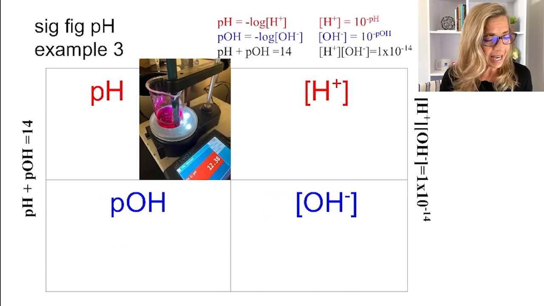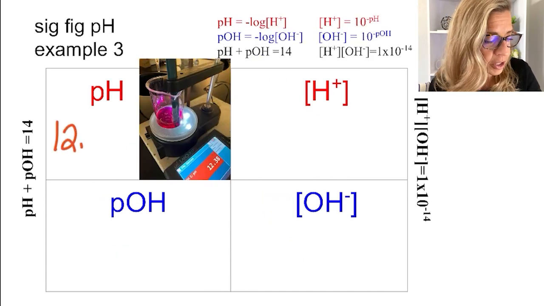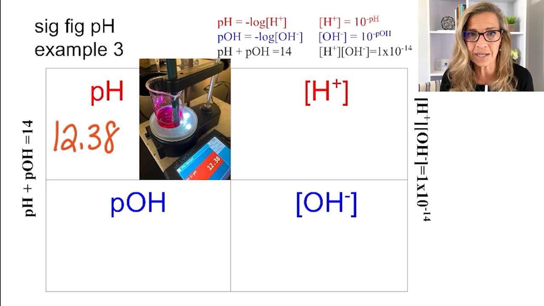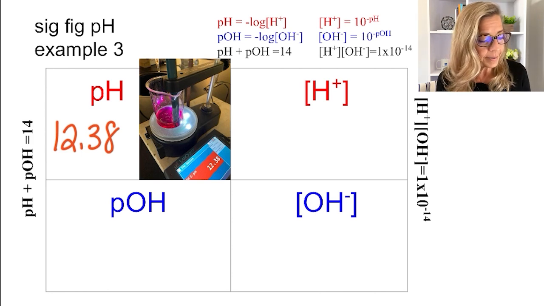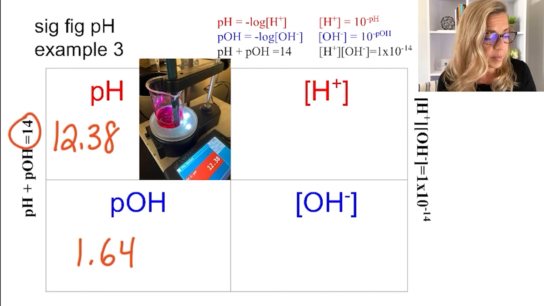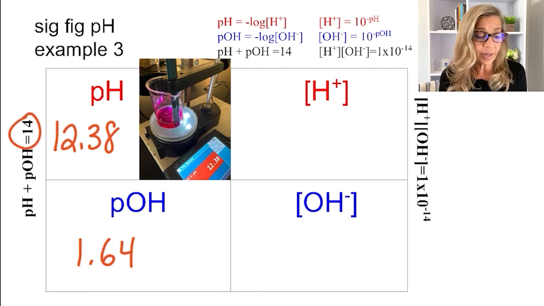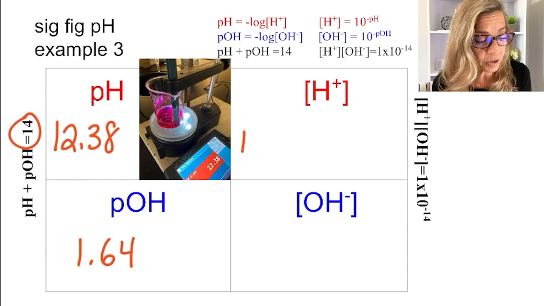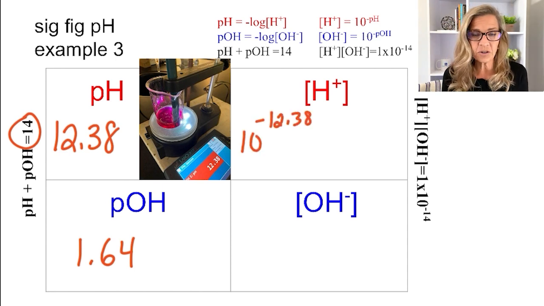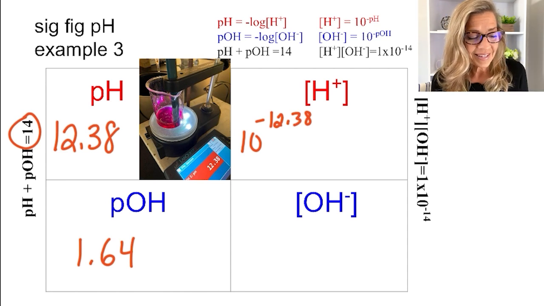We can handle this. This happens to be a titration that I did. I've got a pH of 12.38. Really, really high, right? So this is going to be very concentrated in hydroxide. Let's go get the easy one. The pOH is 14 minus that, 1.64. Remember, they add up to 14. Now, how do we get the hydrogen ion concentration? 10 raised to the negative 12.38. Do that in your calculator. 10 caret, okay? Caret looks like this. Negative 12.38, and you're going to get a number.